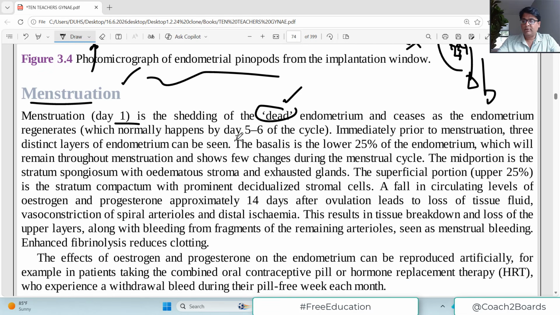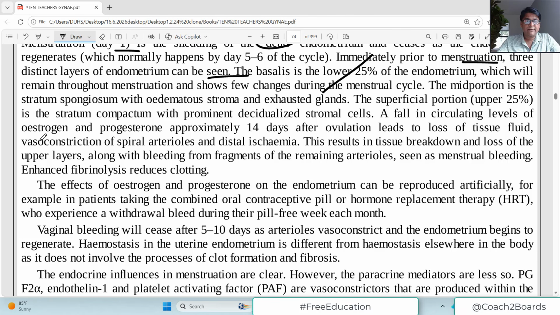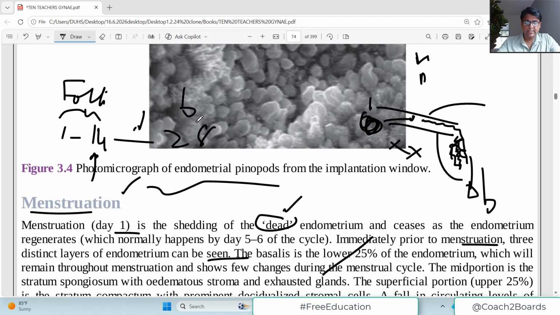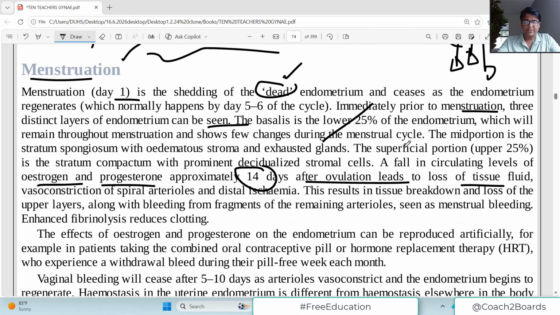It continues for about 4 to 5 days, in some females more, in some females less. And immediately prior to menstruation, 3 distinct layers of endometrium can actually be seen. This is not so important. A fall in the circulating levels of estrogen and progesterone 14 days after ovulation leads to the loss of tissue. ये जो मैंने बात यहाँ की थी, अगर इसको general way में देखें तो 14th day पे ovum आया था ना. Now it is waiting for another 14 days कि if fertilization happens. If not, the support from progesterone, estrogen is gone and this becomes dead.